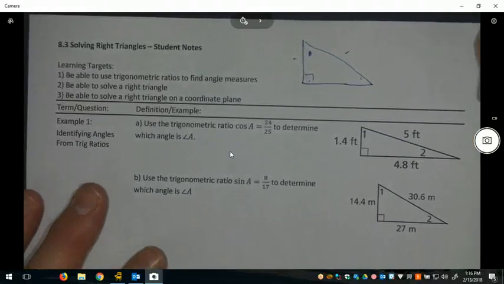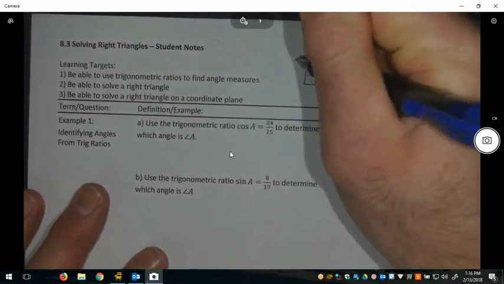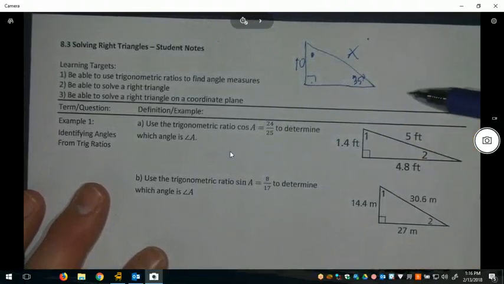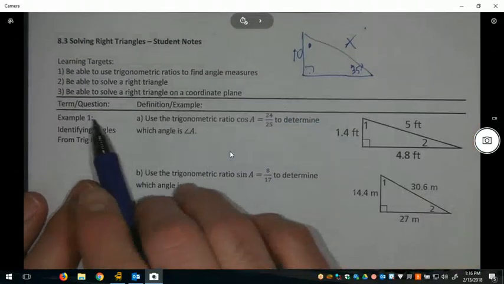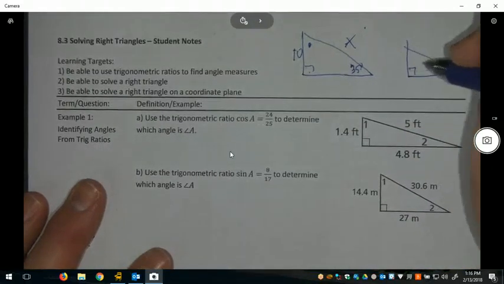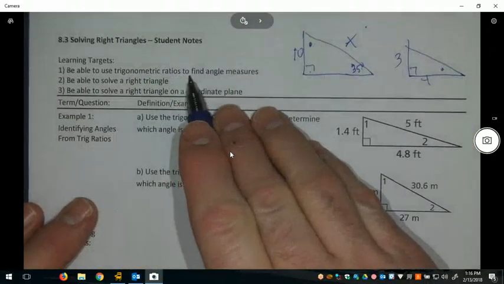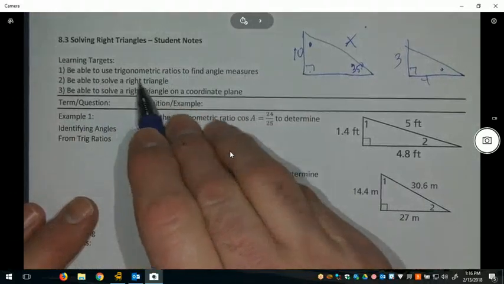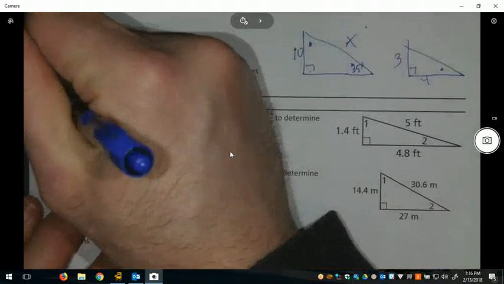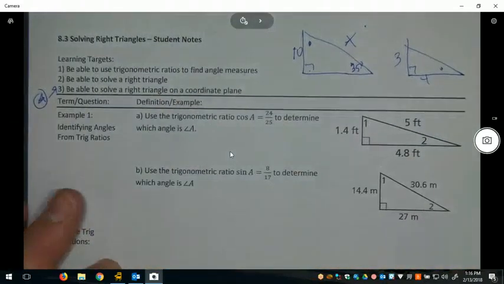We also looked in lesson 8.2 that when we had an angle and a side, we could find other sides using SOHCAHTOA. Today we're going to be able to find all parts of the triangle, including angles, when we're given just sides. So, be able to solve trigonometric ratios and find angle measures, be able to solve the right triangle for all parts, and be able to solve a right triangle on the coordinate plane. We'll probably do that in a separate clip, but it will be within the same lesson for 8.3.